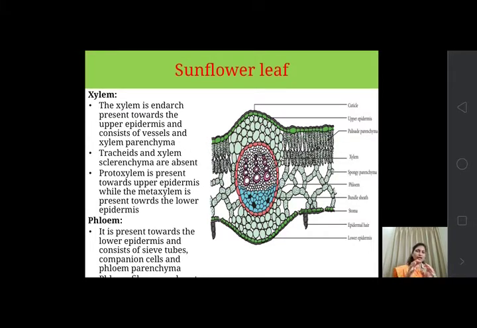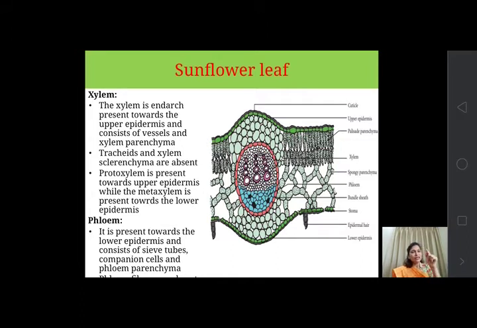Okay, so clearly you can see the mid portion of the leaf. It shows the xylem, parenchyma, and there is a demarcation between the xylem and the phloem. So the blue portion is the phloem, and the upper portion, where the somewhat rounded vessels are present, is the xylem portion, which faces towards the upper epidermis, and the lower portion, that is the phloem, faces towards the lower epidermis.